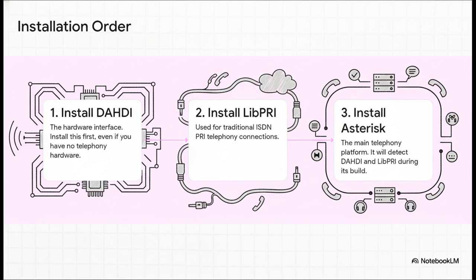That's the hardware interface, and you need it even if you don't have any special hardware. Then comes libpri, which handles traditional phone connections. Only after those two are installed can we finally install Asterisk. This is so important because Asterisk looks for these components when it's being built.